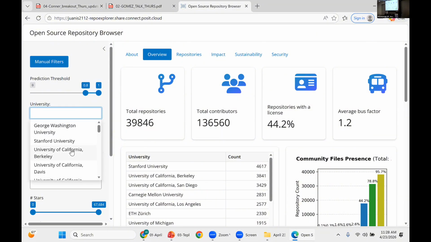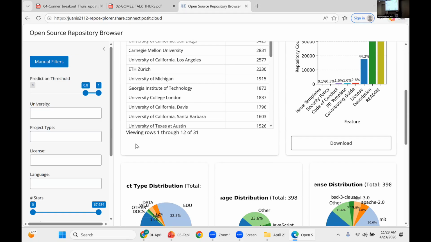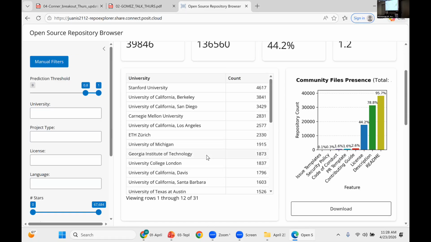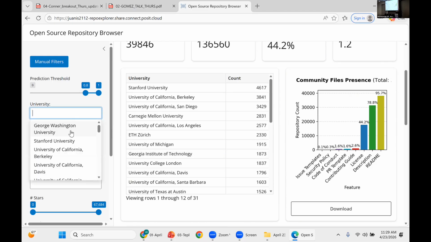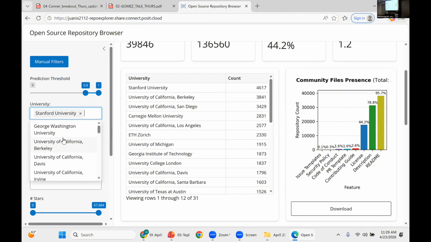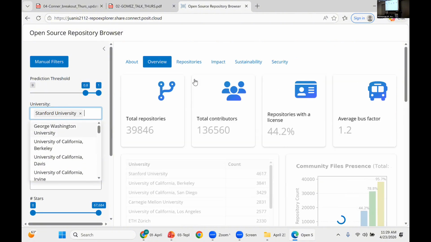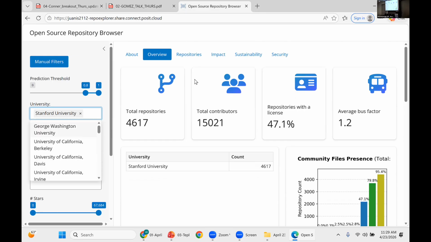I have filters per university. So there are in total 31 universities in Korea right now, and I have data for all of these universities. If you care about only one university, you can just filter, let's do Stanford, for example. And then all your data is going to update to Stanford.